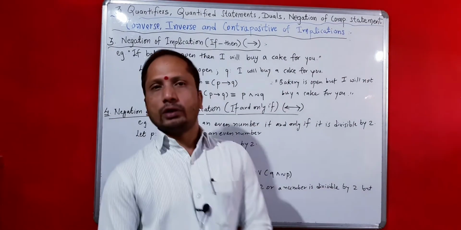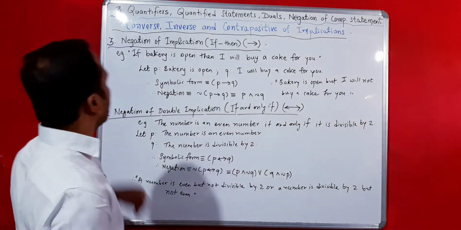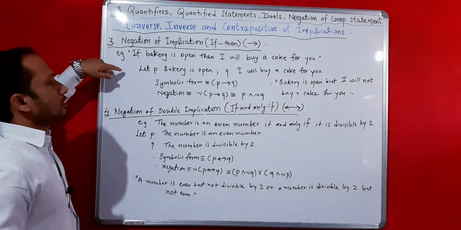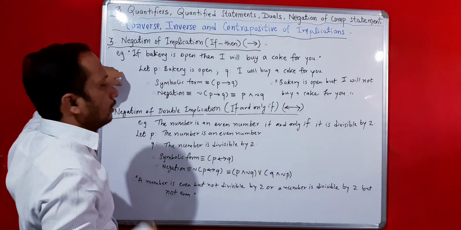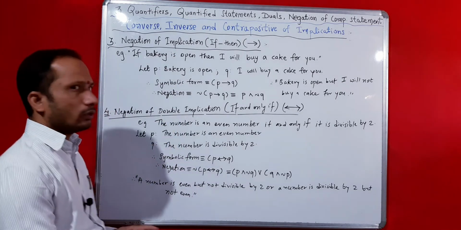Okay, we'll learn about the implication, negation of implication and double implication in very short. Now see one of the example. This is an if-then statement, and the symbol is a straight arrow towards the right-hand side. If the bakery is open, then I will buy a cake for you. This is the example.